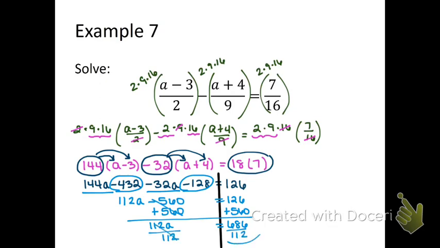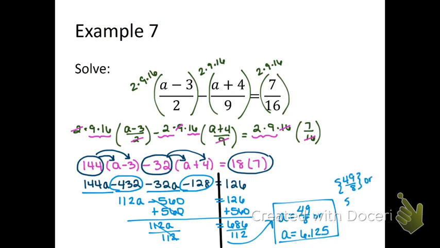I'm going to write it over here on the side, so I end up with a equals 686 divided by 112, which reduces to 49 over 8, or that's actually an exact decimal, which is 6.125. So you could give me either one of these two as the answer, or if it asks for it as a solution set, you would do your 49 over 8, or you could do your 6.125. Either one of those would work.